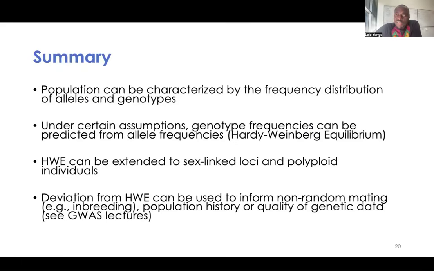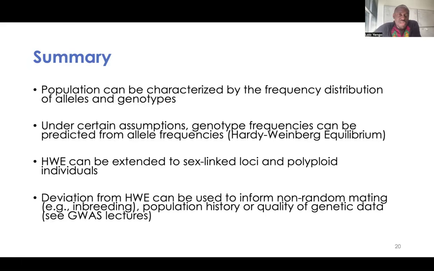So I just wanted to summarize this second part. A population can be characterized by the frequency distribution of alleles and genotypes. What we've seen is that under certain assumptions, genotype frequencies can be predicted from allele frequencies. I started by showing that this is usually not possible, but under those assumptions, all grouped under the concept of Hardy-Weinberg equilibrium, we can predict genotype frequencies from allele frequencies. And the Hardy-Weinberg equilibrium can be tested statistically using data.